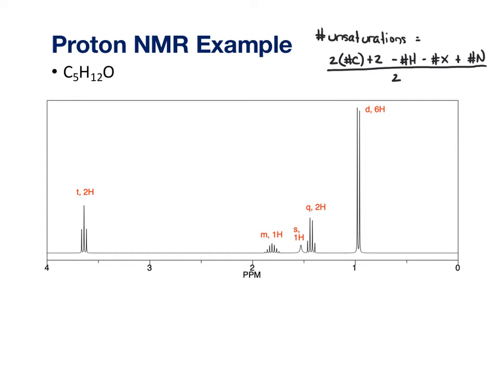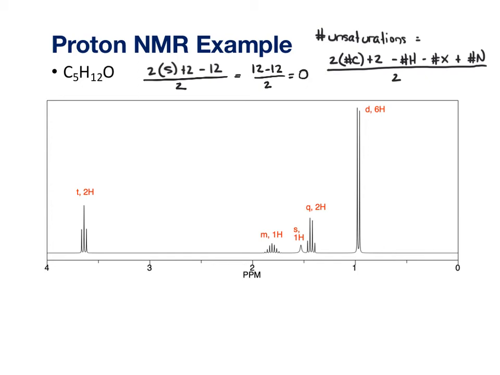So in this case, we have 2 times 5 carbons plus 2 minus 12 hydrogen. There's no halogen, no nitrogen, oxygen we ignore. Divide that by 2. So we get 12 minus 12 divided by 2, 0. There's no unsaturations here. So no rings, no double bonds. From here, what you want to do is go through and try to identify fragments on your spectrum.